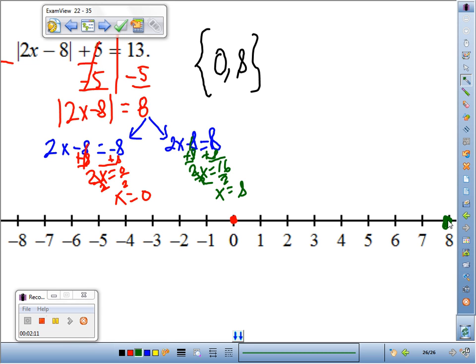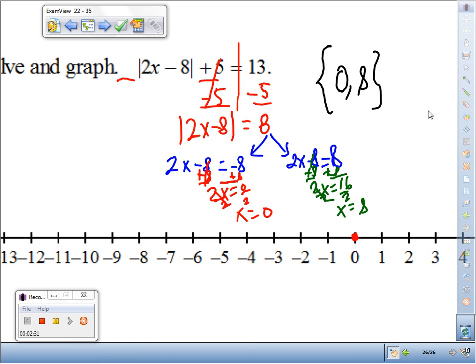And now we're done. So once again, the work, solution set, and the graph. Three different things you need to do on this one. Work, solution set, and graph. Everybody got it? Okay. Let's move on. Let's go to number, actually let's do another one of these, yes? Yes.